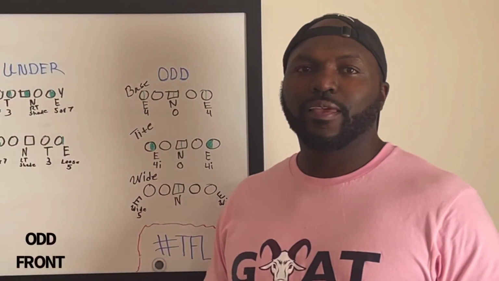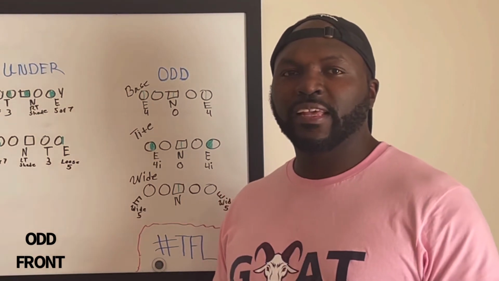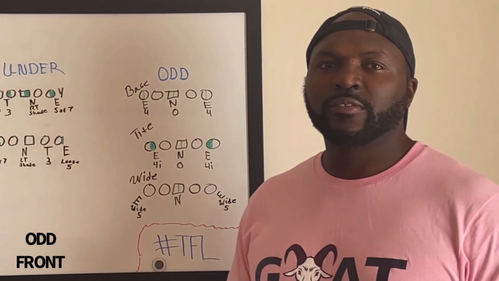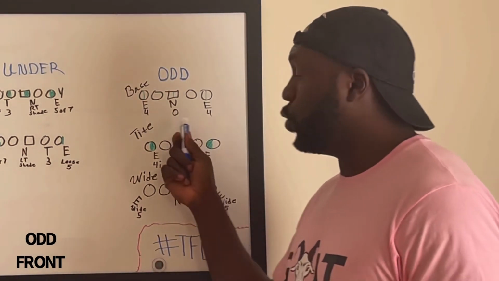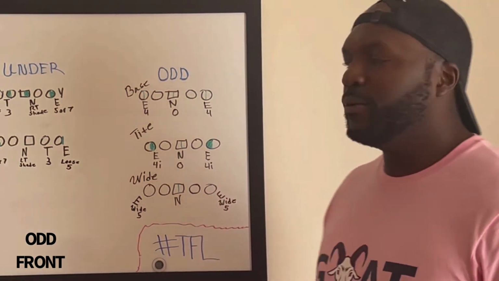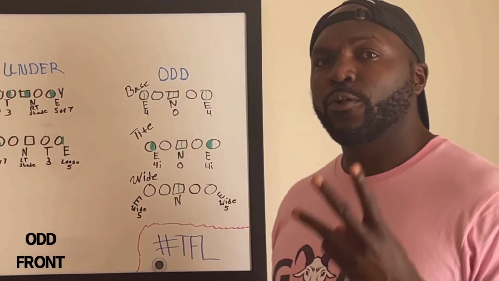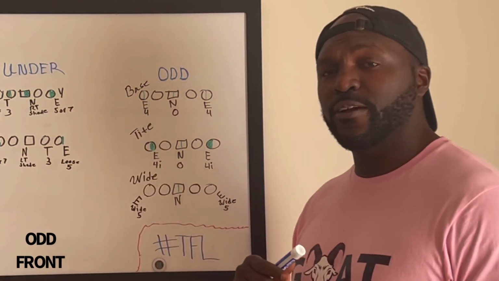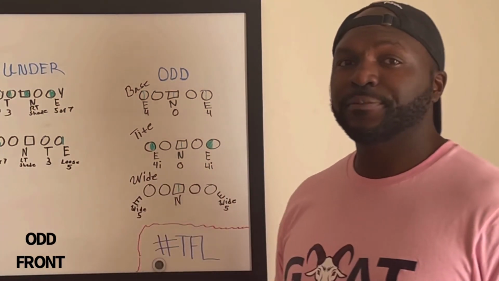Odd front. In the odd front, there are 2 points you need to know. The first point is that anytime you see an odd front, most commonly, the defensive coordinator's purpose is to disguise. And the second point is that the nose tackle will always be aligned in a 0 technique. Now, for the sake of simplicity and to keep it fundamentals based, we will only cover 3 types of odd fronts: base odd front, tight odd front, and your wide odd front.